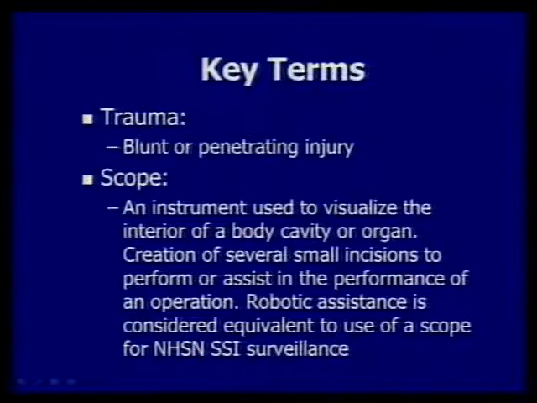So basically, it's blunt or penetrating injury. So it doesn't have to be like we think about a trauma center or automobile accidents or gunshots or those sorts of things. It can be any sort of blunt or penetrating injury. And then the scope is an instrument, obviously, that's used to visualize the interior of a body cavity or organ. And you can have several small incisions, and this is included in our NHSN surveillance if they have laparoscopic procedures.